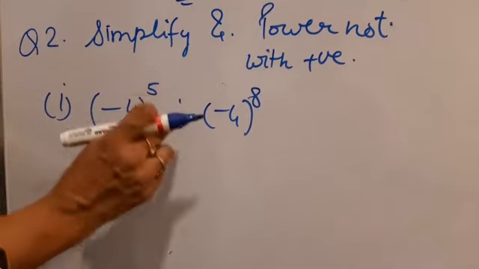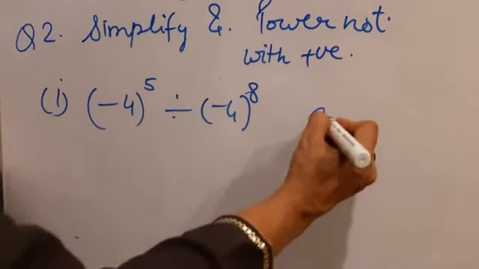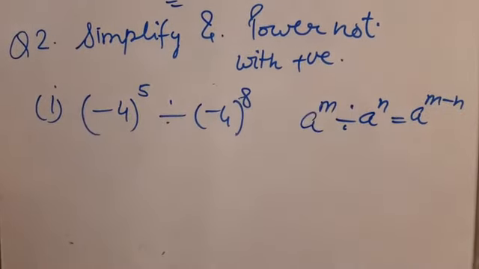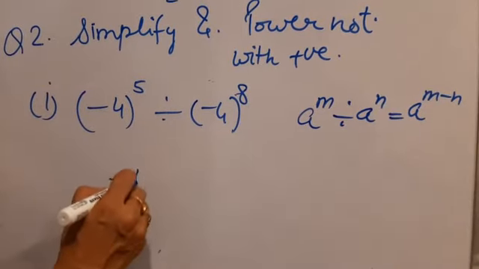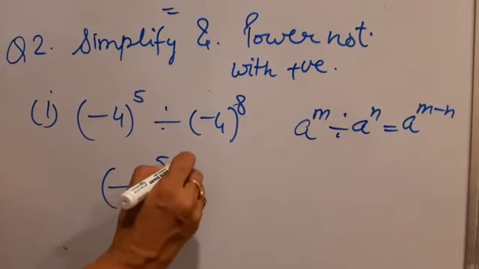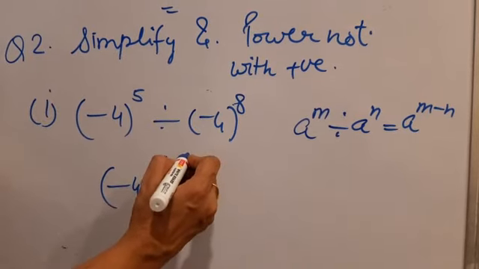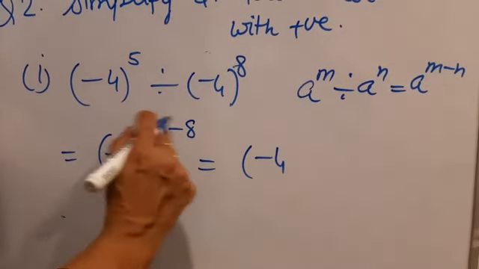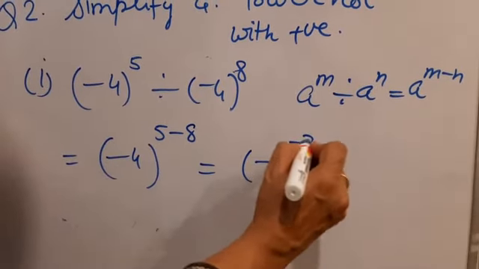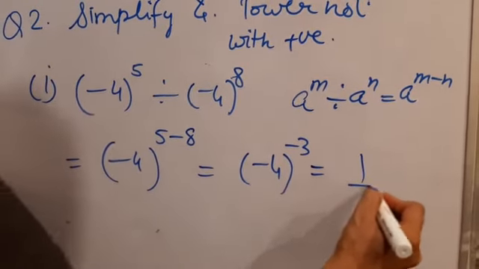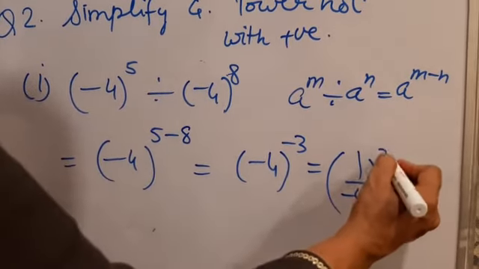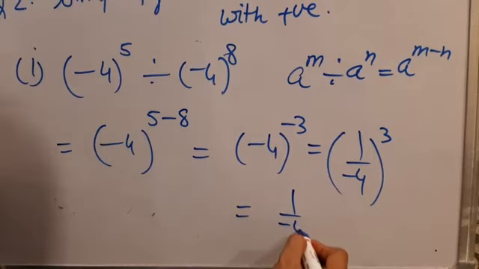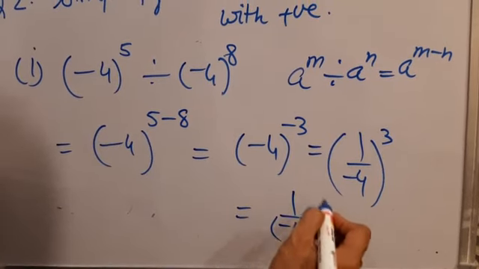A raised to power m divided by a raised to power n. What is the rule? A raised to power m minus n. So we will subtract the powers. Bases are same here. So subtract the powers. I will subtract 8. 5 minus 8 will become minus 3. To make it positive, it will become 1 by (-4) power 3. So 1 upon (-4) raised to power 3 we can also write. This is the result.